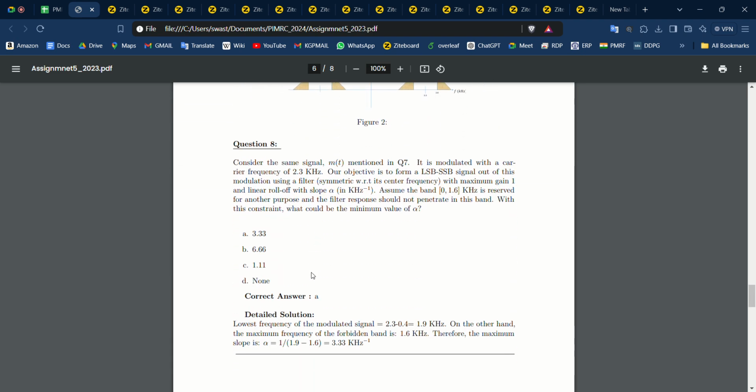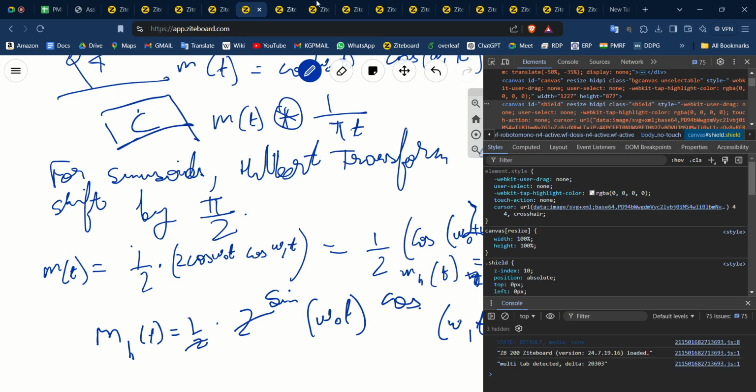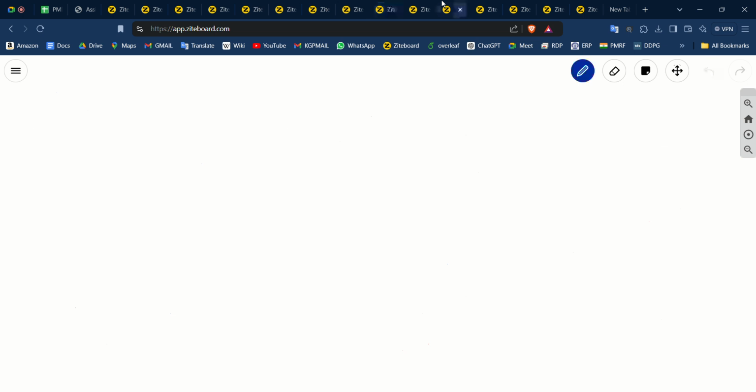Now, consider the same signal shown in question 7. So we will take still the same signal. It is modulated with a carrier frequency of 2.3 kilohertz. So now the center is no longer at 10, it is at 2.3. Our objective is to form an LSB SSB signal out of this modulation using a filter with maximum gain 1 and linear roll-off alpha. So the filter, what they mean to say is we have something like this, question 7 in question 8.